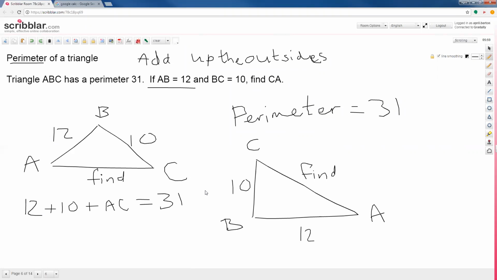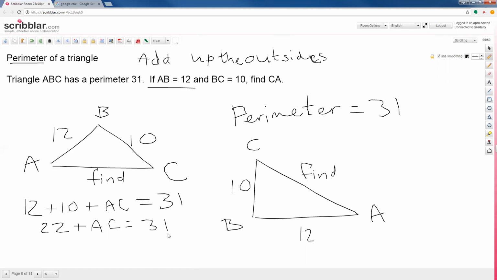How can we figure it out? Okay, first we can add the 12 and the 10. So we're getting closer to the answer. So what's our last step? How do we figure out that last number so that we could know what 22 plus the number we're looking for is to equal 31?